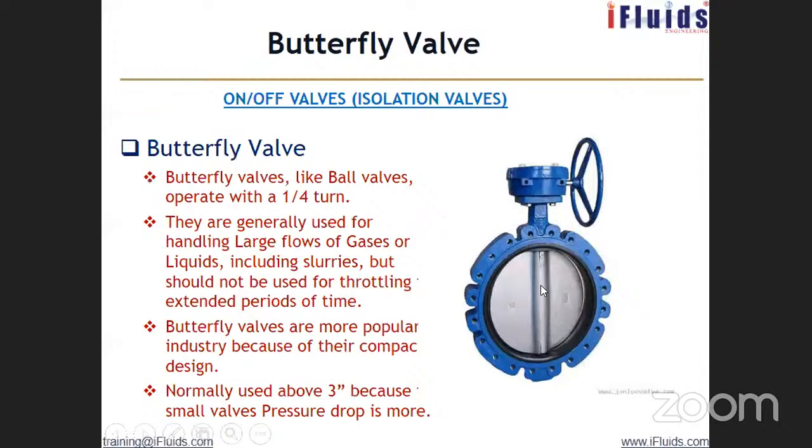They are generally used for handling large flows of gases and liquids, including slurries. The advantage is they can handle slurries also, with solids. The seat will not be damaged. And more popular in industry because of their compact design. It doesn't occupy any space. If you see the other types of valves, the valve body occupies certain space, but it is only a flat piece of element inside the valve, so it is very compact in size. It is usually used for sizes 3 inch and above, because in smaller ports pressure drop is more.